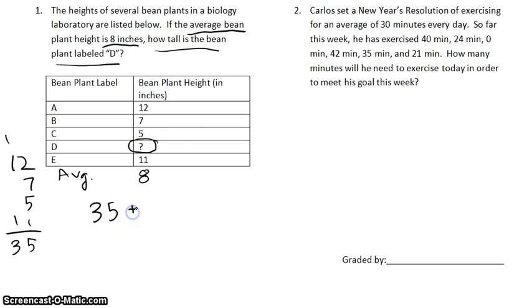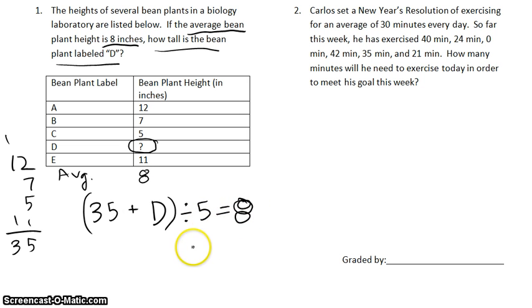And after I get the sum of those 4, I would still need to add in this last bean plant height. So I'm going to call that just D, because it is bean plant D. And when I have that sum, I would divide that amount by 5. And I want that to be equal to this average height of 8. So when I add all of these heights together and divide by 5, that's how you find the mean, and it should be equal to 8.